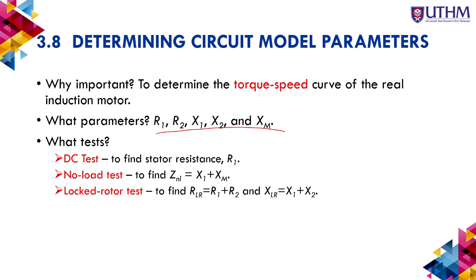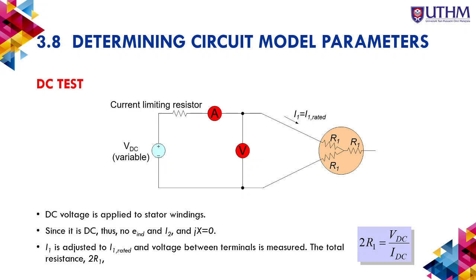There are several tests. First, we supply a DC test, and with it we can find the stator resistance. Then the no load test, where what we want to look for is the impedance at no load, so you can find X1 and X1 plus Xm. And then the locked rotor test. So these are the three kinds of tests we want to look at. We go first to the DC test.